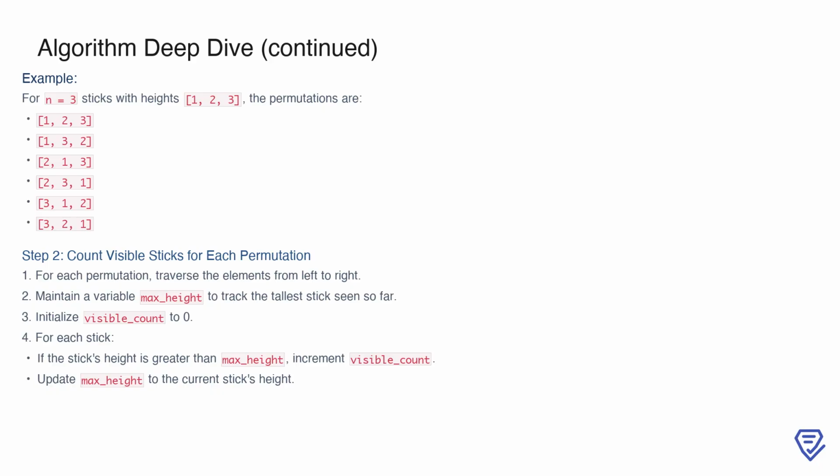Once we have these permutations, the next step is to determine how many sticks are visible in each arrangement. To do this, we traverse each permutation from left to right, keeping track of the tallest stick we've seen so far. For every stick in the arrangement, if it is taller than the current tallest stick, it becomes visible. We then update the count of visible sticks and adjust the tallest stick reference. This process helps us evaluate each permutation to see if it satisfies the condition of having exactly k visible sticks.